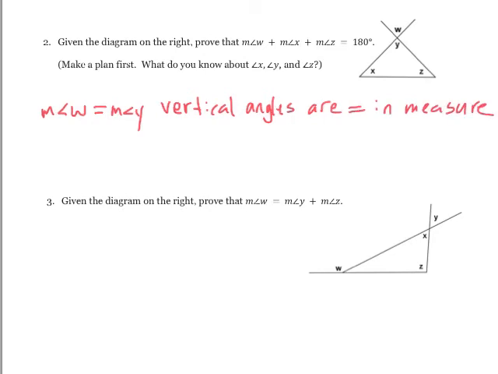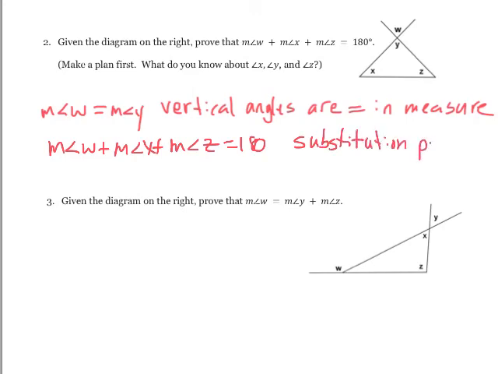So if you look at those two statements, since W is equal to Y, I can replace the Y up here with the W. And then I get my final statement. The measure of angle W plus the measure of angle X plus the measure of angle Z is equal to 180. And that's just the substitution property. And that's it. So these proofs really aren't that big. They're only a few steps. The substitution property, and that's all you need.